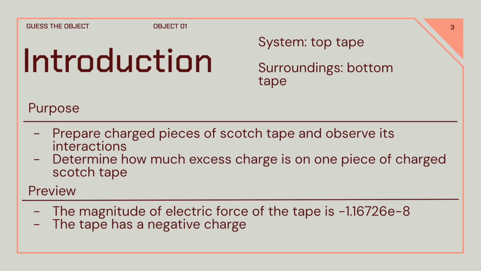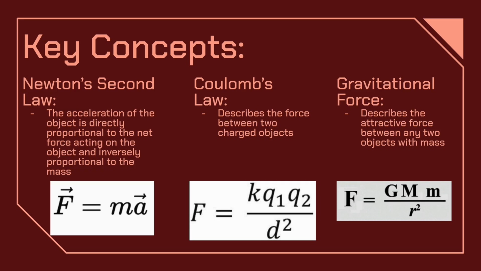The purpose of this lab is to prepare charged pieces of Scotch tape and observe its interactions with its surroundings. Then I'll determine how much excess charge is on one piece of charged Scotch tape. In this experiment, the system is the top tape while the surroundings consist of everything else. For a preview of the results, the magnitude of the electric force of the tape is negative 1.167 E negative 8.